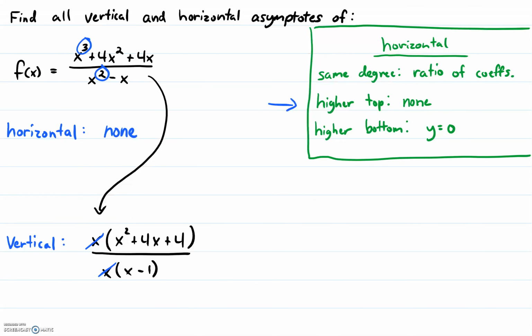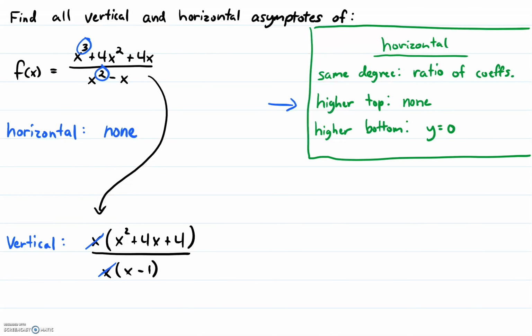But the problem is, if something does cancel on top and bottom, what that represents is just a hole in the graph. So in this case, the x factor canceling on top and bottom means we don't actually have a vertical asymptote at x equals 0, we just have a hole in the graph. So it's still an undefined value, but just not something that blows up to infinity like an asymptote.